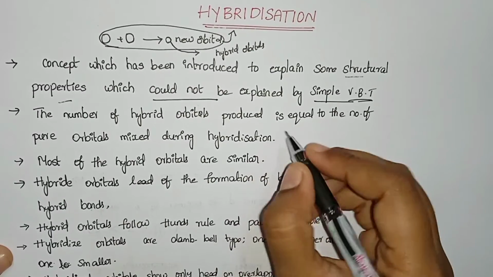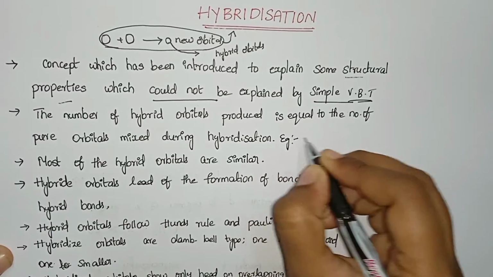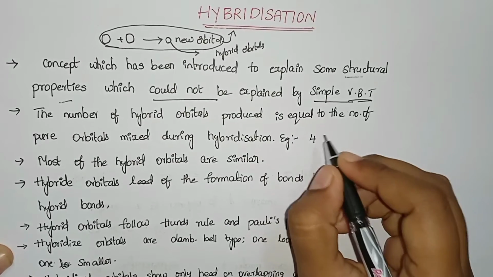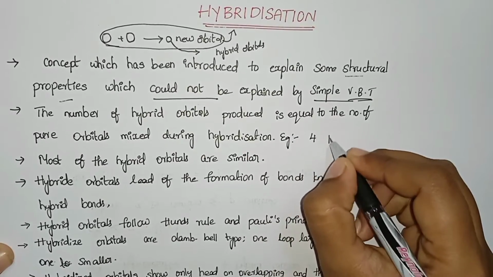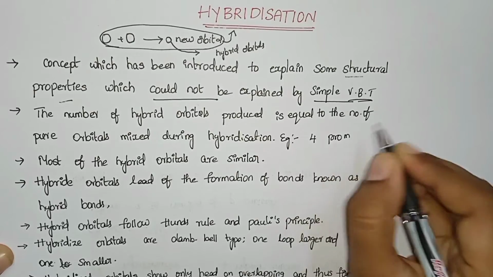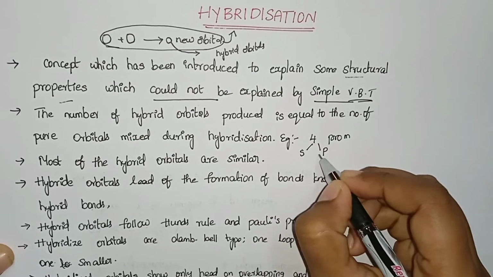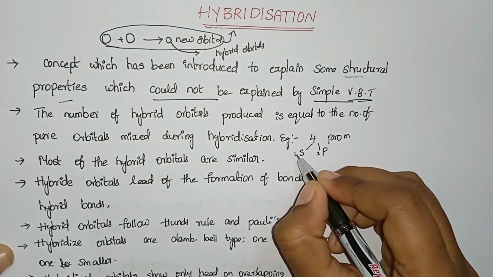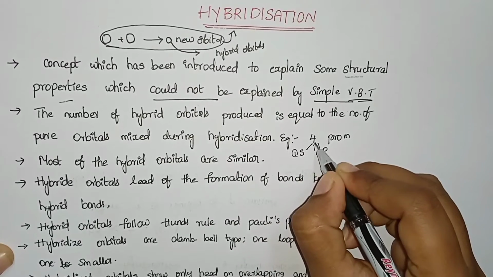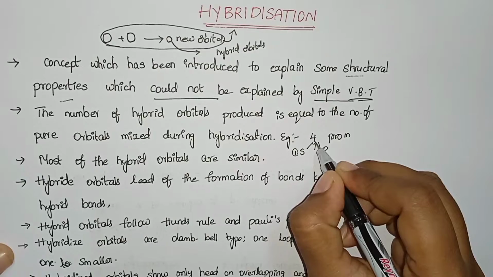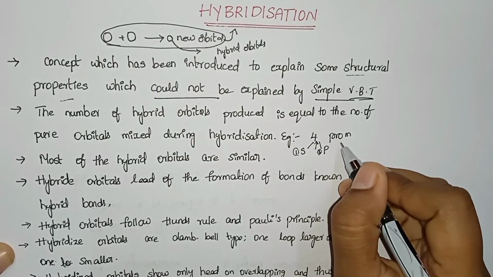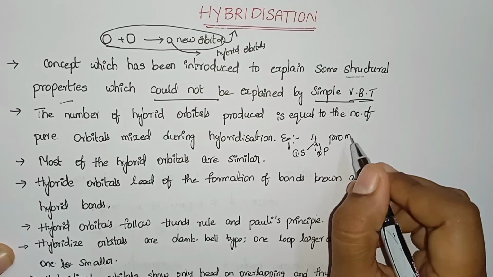For example, 4 hybrid orbitals are produced by mixing 1 s orbital and 3 p orbitals. So 1 plus 3 is 4. These 4 are pure orbitals.